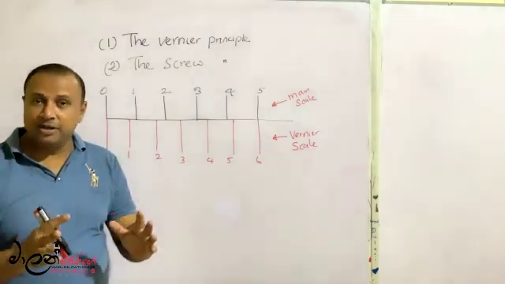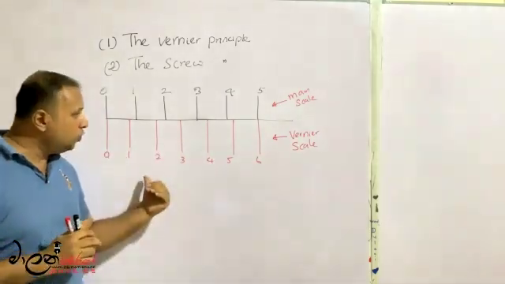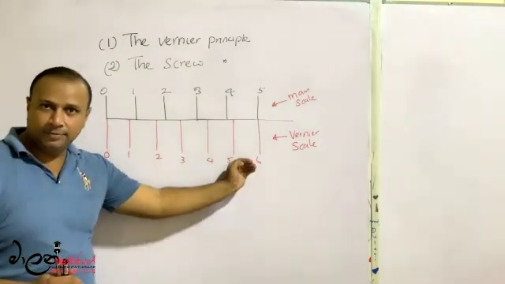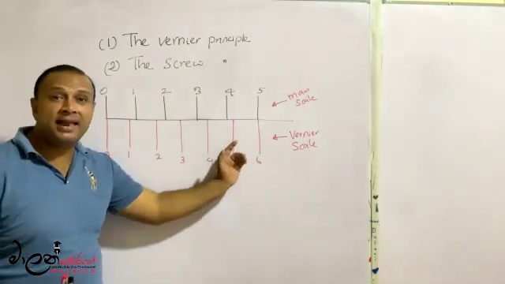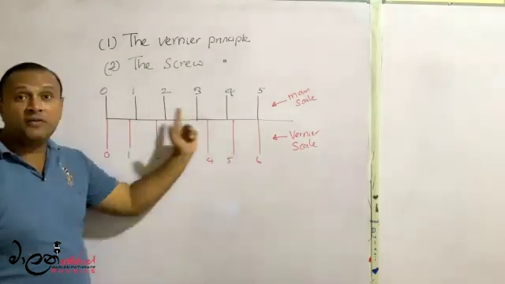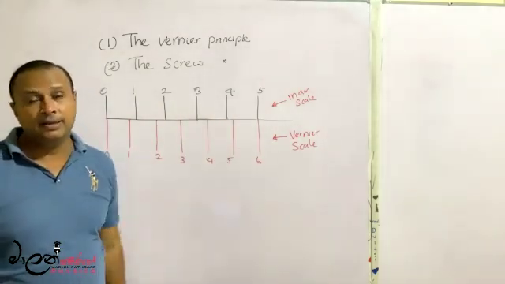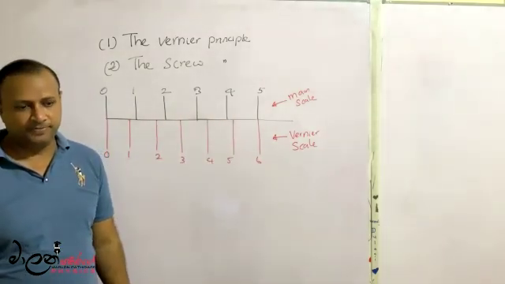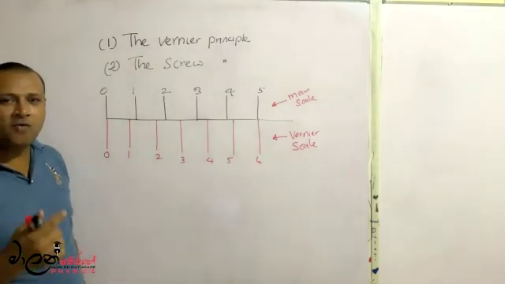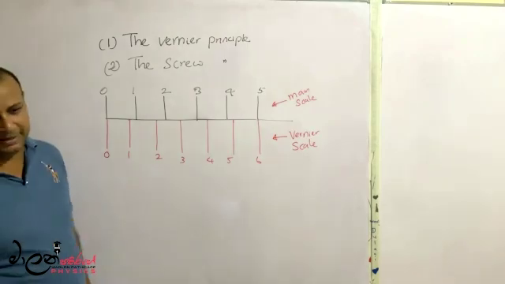What is that method? We are going to use another scale along with the main scale, and that scale is made by dividing a certain length of the main scale into another number of divisions. And then let's see how the least count is reduced by this.